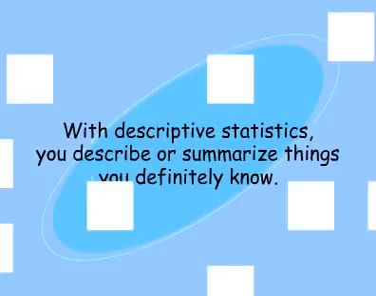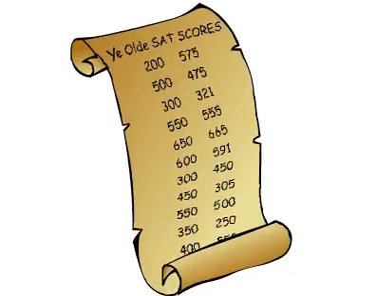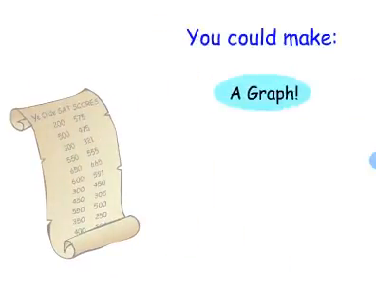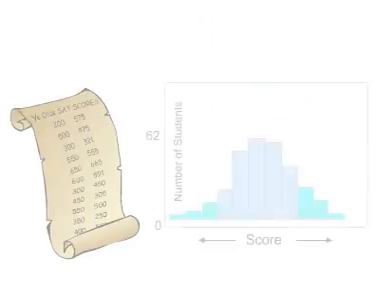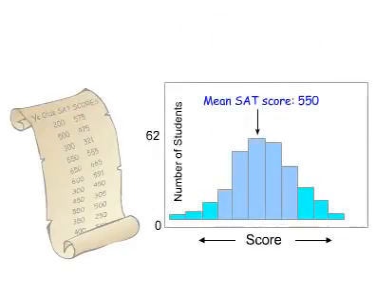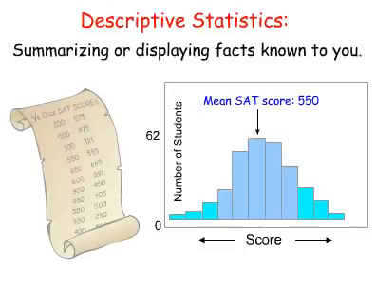Let's say, for example, that you have a list of all the senior SAT scores at a high school. You want to get a better feel for the kind of students you have. To do this, you could make a graph, chart, or a table displaying their SAT scores. For instance, this chart shows the mean or average SAT score for the school. This is an example of descriptive statistics, summarizing or displaying the facts known to you.